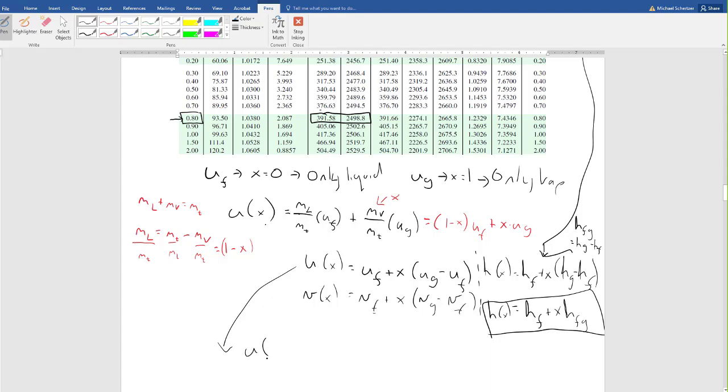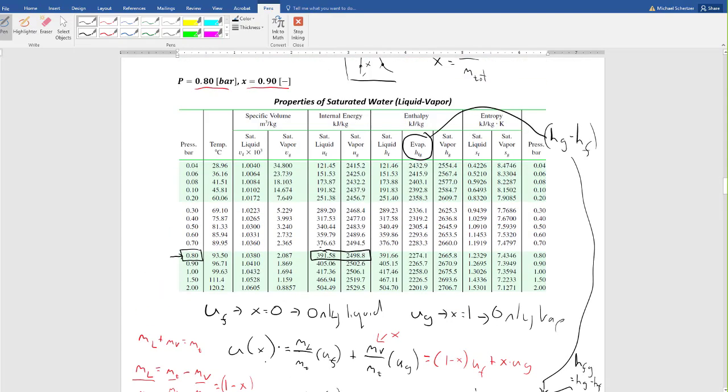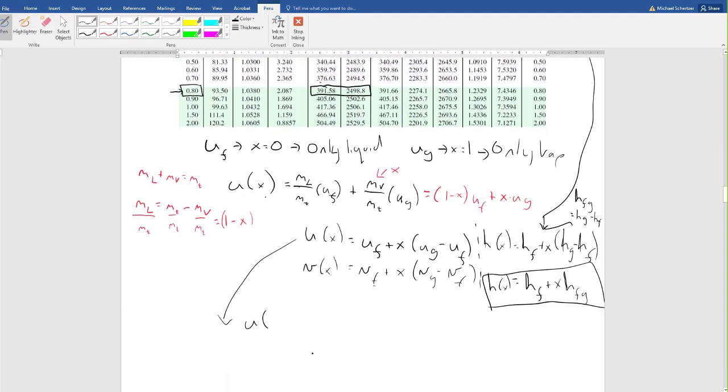u at the quality here, which was 0.9, is equal to u_f, which is 391.6, plus 0.9 times (2498.8 minus 391.6). Right? This is all in kilojoules per kilogram.